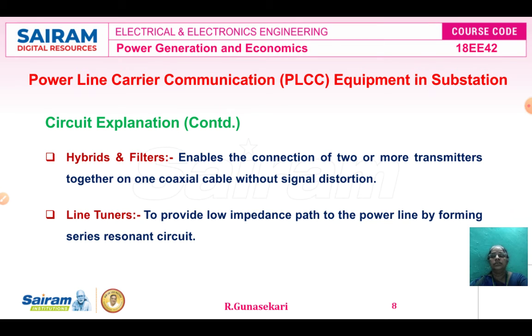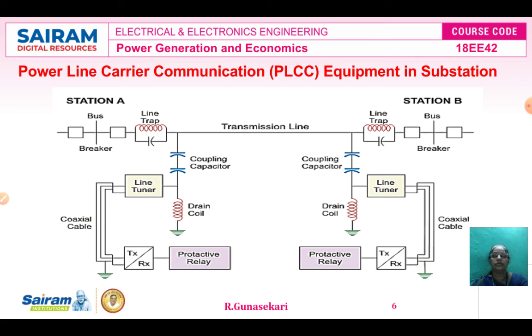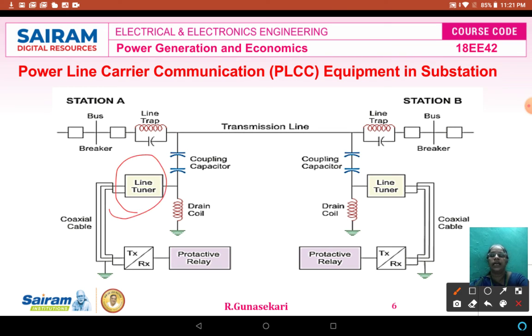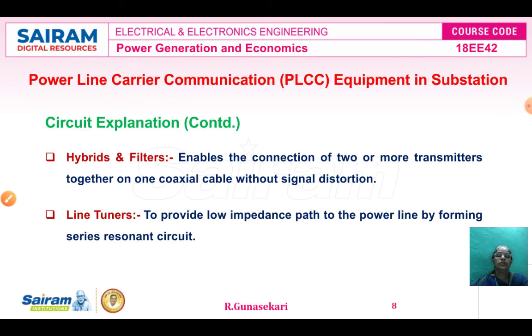The next is line tuners, another name for which is the line matching unit, LMU. The line tuner is used to provide a low impedance path to the power line by forming a series resonance circuit. Now you see the circuit diagram. So this is the line tuner, another name is line matching unit, LMU. The LMU is used to provide a low impedance path to the power line by forming a series resonant circuit.